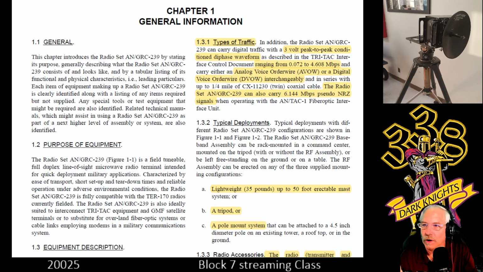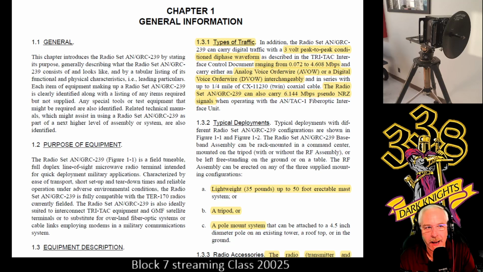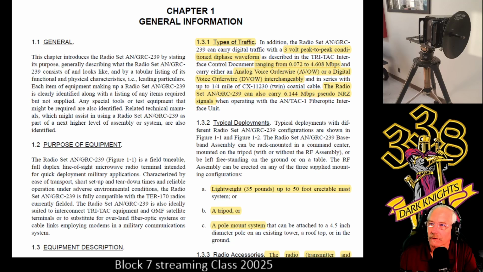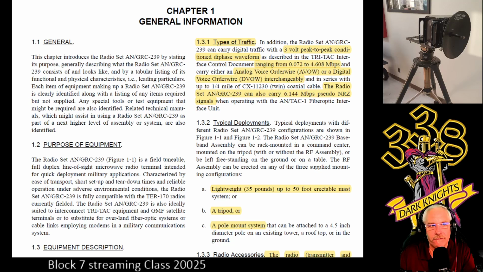So you'll see on 1.1.3 types of traffic. There are 3 types of traffic they discuss in here. I'm reading the first sentence here: in addition, the radio set AN/GRC-239 can carry digital traffic with a 3-volt peak-to-peak conditioned diphase waveform. That is CDI.